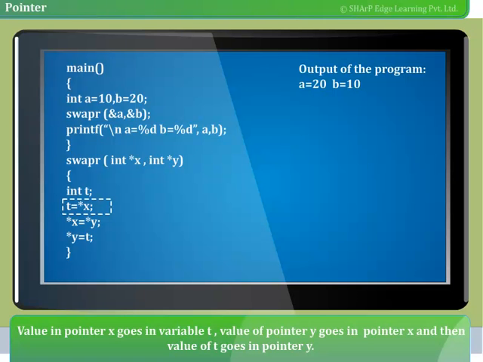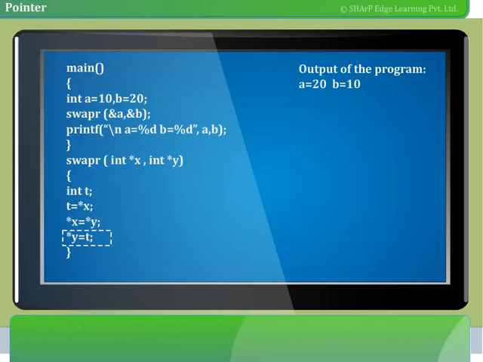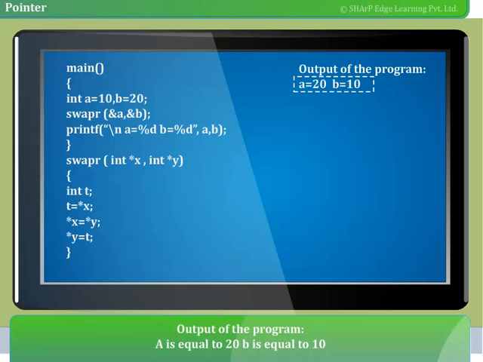The value in pointer x goes in variable t. The value of pointer y goes in pointer x, and then the value of t goes in pointer y. The changed values of a and b are displayed through the printf statement. Output of the program. a is equal to 20. b is equal to 10.